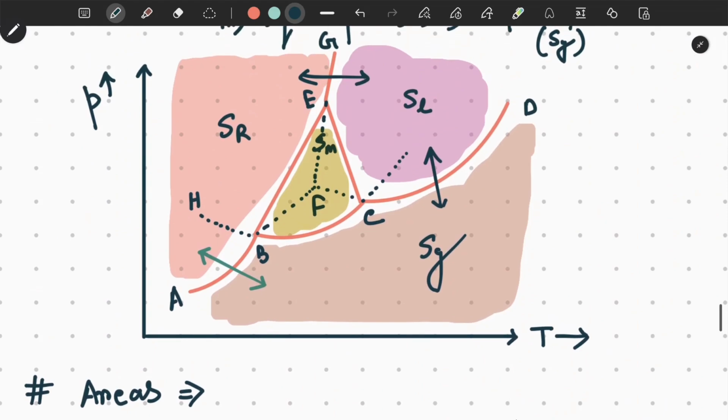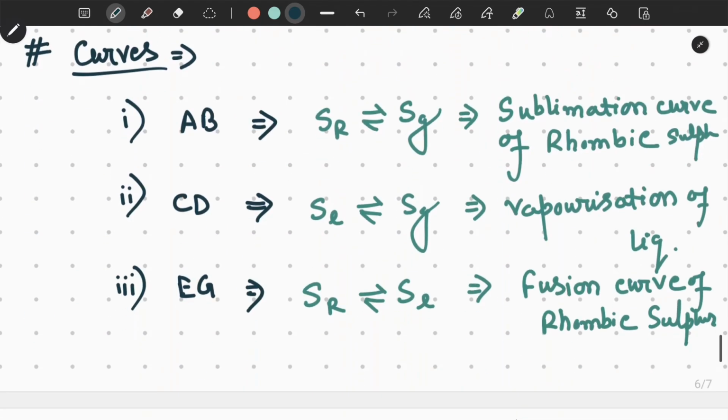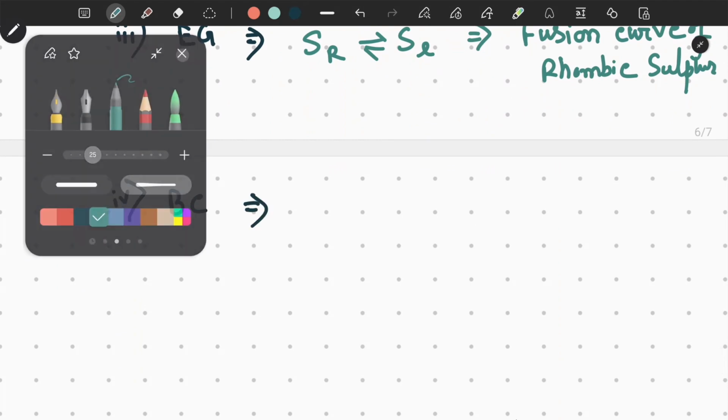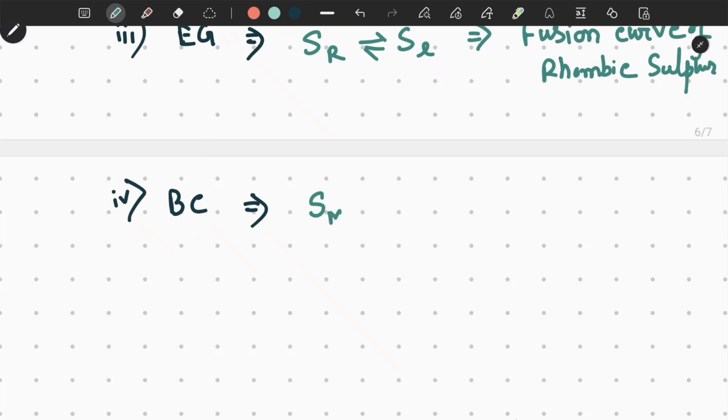Next, the fourth. Which one can we choose? This one, BC. Here also, this is sublimation, because this is representing monoclinic to sulfur gas. So this is also sublimation of monoclinic sulfur.